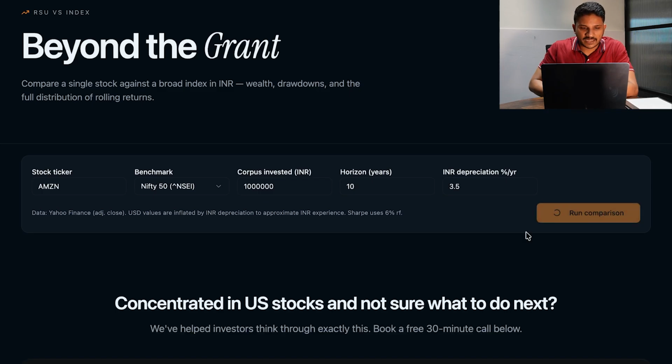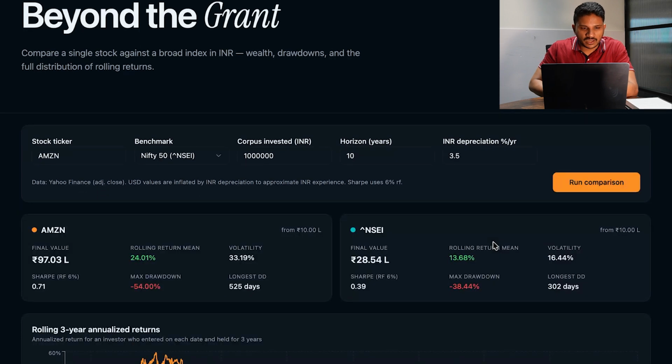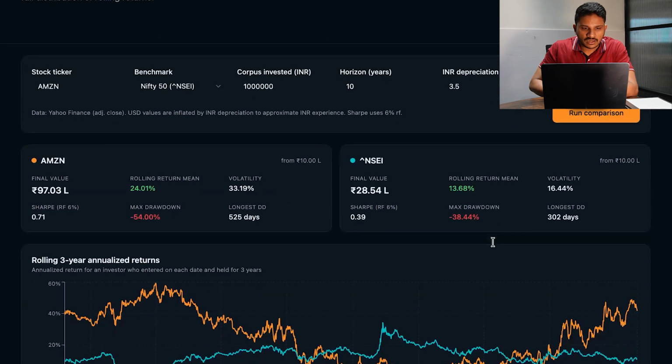It'll take a second to populate the figures. Now on the left you see what your value will look like if you had invested in Amazon 10 years ago. This is on a historical basis. So your value would have become nearly a crore. And the rolling return is probably a better metric to look at because it avoids any entry bias. In the last 10 years, a 24% rolling return mean with a volatility of 33%.